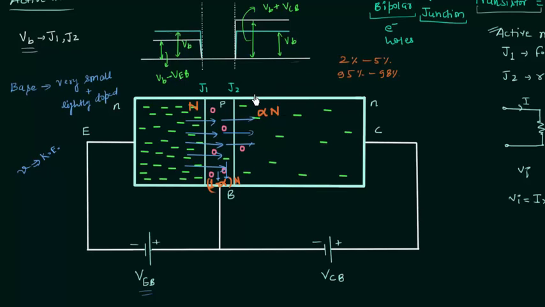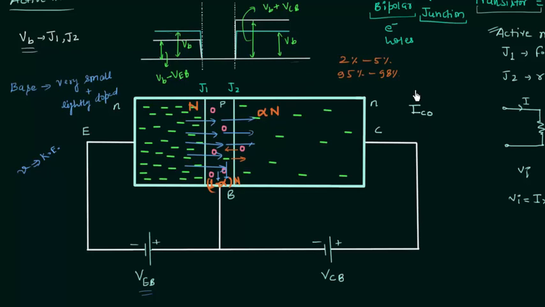There is one more thing that we must not forget, and it is the reverse saturation current. Junction J2 is reverse biased, so there must be reverse saturation current through junction J2. We have minority charge carriers on the N side and on the P side. On the N side, the minority charge carrier is the hole. On the P side, the minority charge carrier is the electron. So this hole will move like this and this electron will move like this. So there is a current called the reverse saturation current or leakage current when the junction J2 is reverse biased.